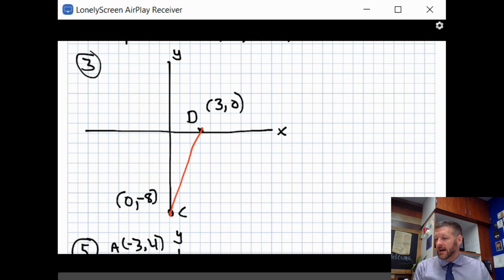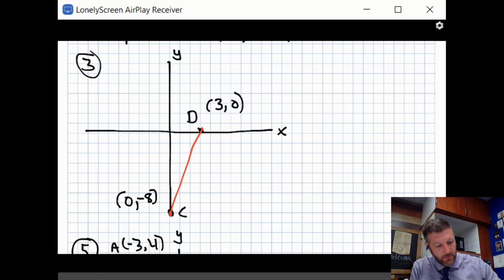Question number 3 says that segment CD with endpoints C (0, -8) and D (3, 0), find the midpoint, okay? So I want to find the middle of this segment. You don't always have to sketch these out like I've done here, but I'm going to be doing that to clearly demonstrate what we're talking about. When you get good at this, by all means, you don't have to graph these.